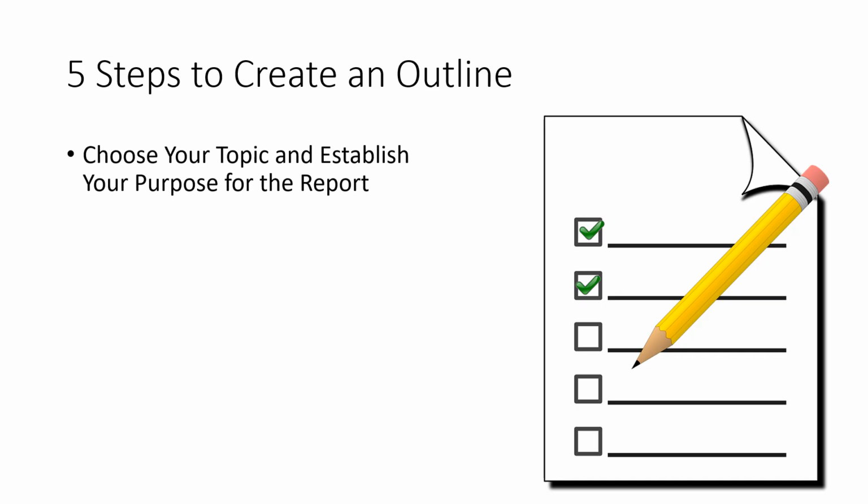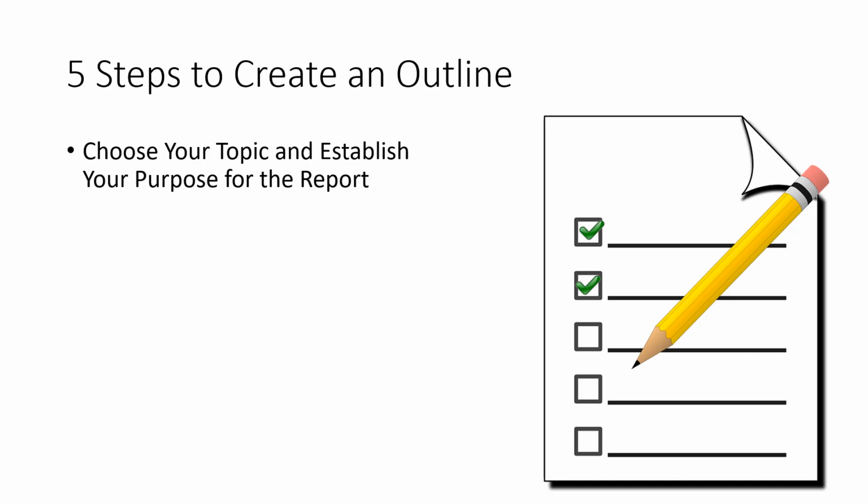So, 5 steps to creating an outline. Choose your topic and establish your purpose for the report. All right, we're writing about weld failure. All right, that's our topic.